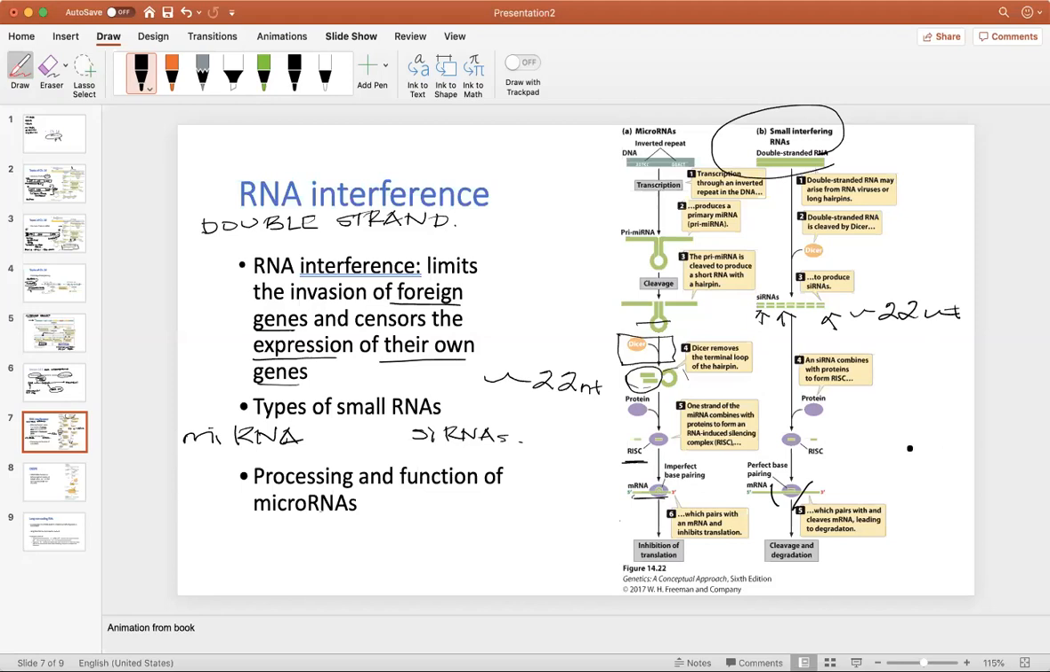We're going to learn a little later about things called transposons, which are pieces of your DNA that can copy and paste themselves in different regions of the genome, okay? So make sure that you understand about microRNAs and small interfering RNAs. That's one of the things I really want you to get from this chapter.